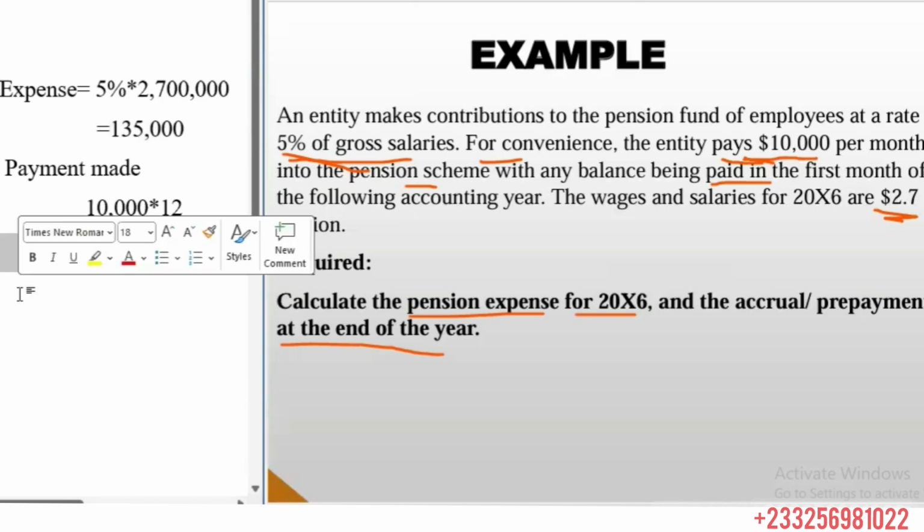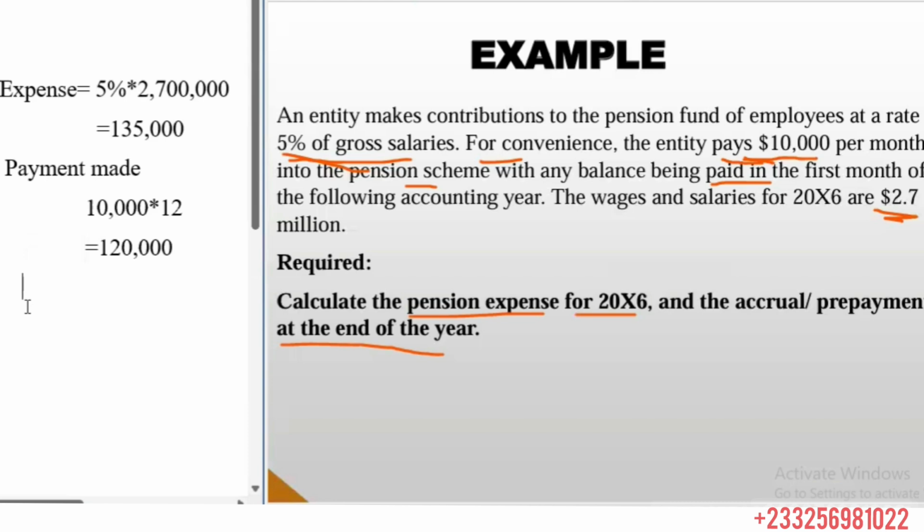Are you following? So they will set up a liability, a current liability. So they will have a liability of how much? That's the difference between the 135 that they're supposed to pay and the 120 they paid. So they will have a liability of 15,000, and this will be recorded as a current liability. Okay, so that's the liability to be having.